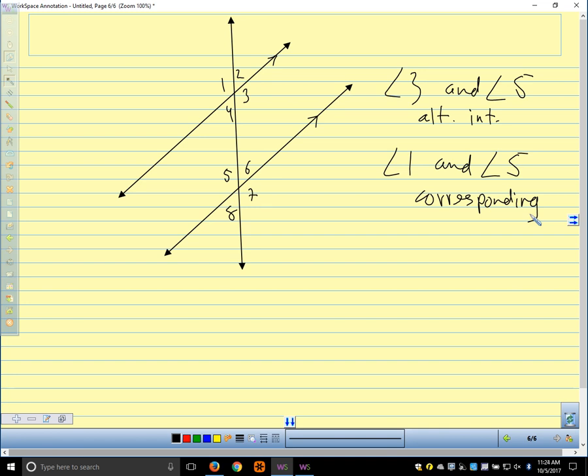And that's one way to help you remember corresponding angles. Corresponding angles are the only pair of angles that we talk about with parallel lines where one is on the inside and one is on the outside. How about angle 3 and angle 6? Are they alternate or same side? Same side for sure, right? Interior, exterior. Interior. So same side or consecutive interior.